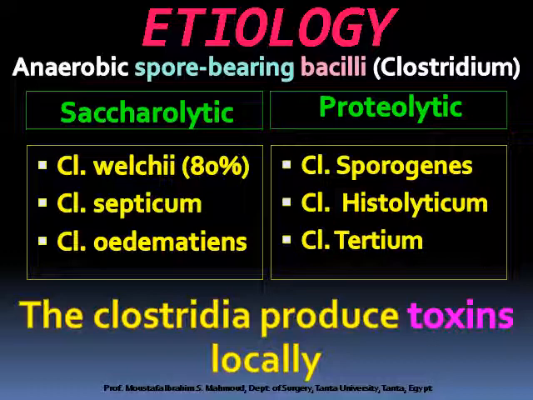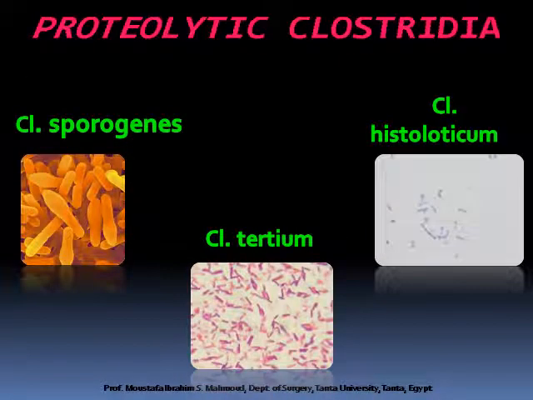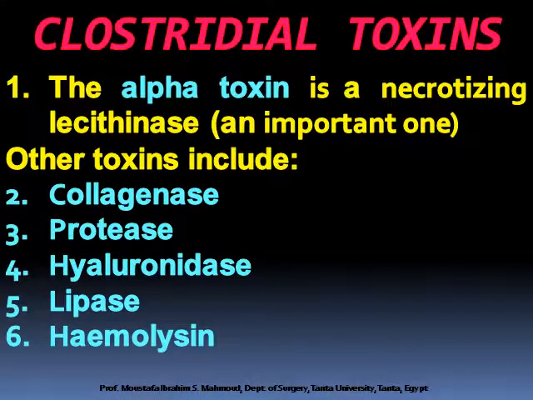The Clostridia produce toxins locally. The saccharolytic Clostridia microscopic picture, proteolytic Clostridia microscopic picture. Clostridial toxins: the alpha toxin is a necrotizing lecithinase, which is an important one. Other toxins include collagenase, protease, hyaluronidase, lipase, and hemolysin.